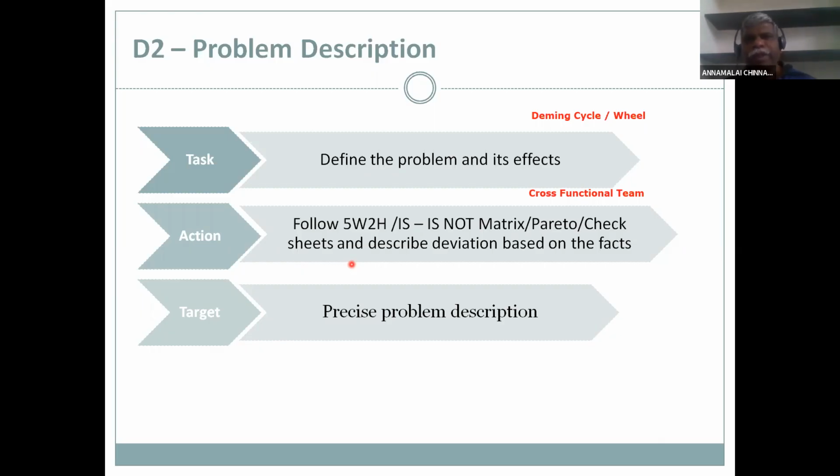And the second one is the is/is not matrix. Again, we are going to ask all these questions in a format. So what is the problem and what is not the problem? Where is the problem and where is not the problem? I'm going to explain what that is/is not tool is. Using that particular matrix, we'll be able to identify, quantify and define the problem. Then we are going to learn about the other 2 tools, Pareto chart and check sheets. Using these tools or a combination of these tools, you will be able to clearly define the problem you have on hand. Finally, the target is to come out with a precise description of the problem you want to solve.